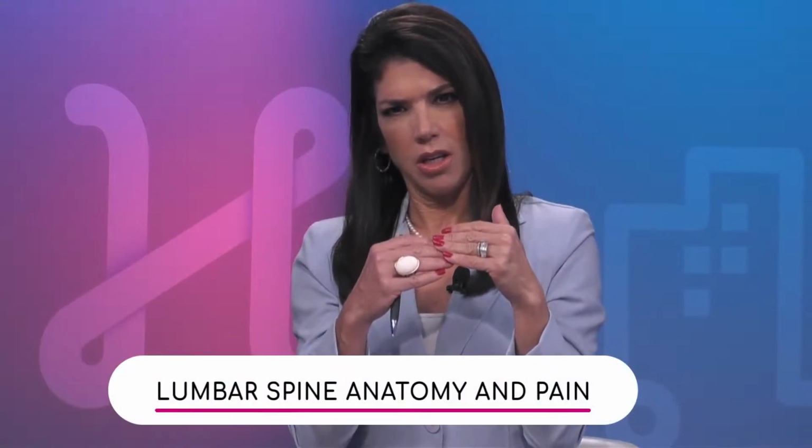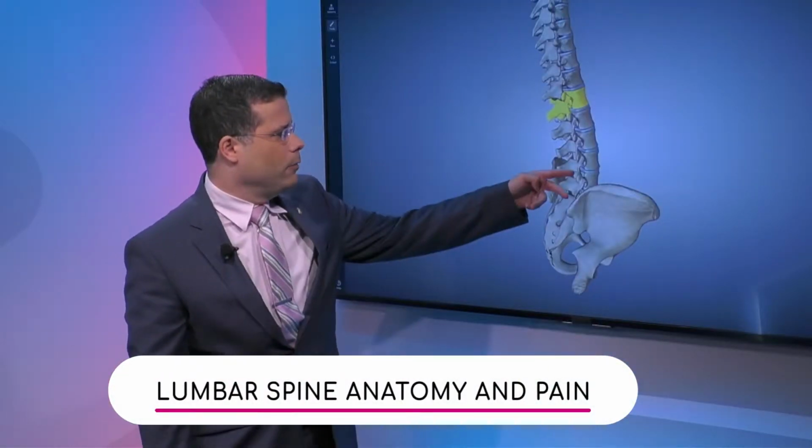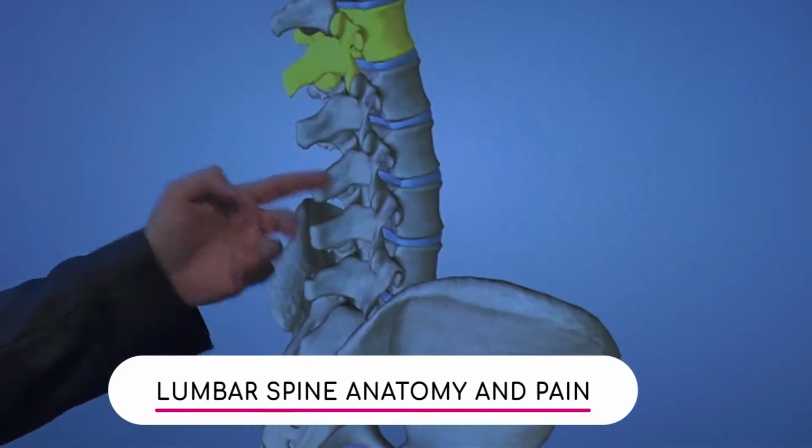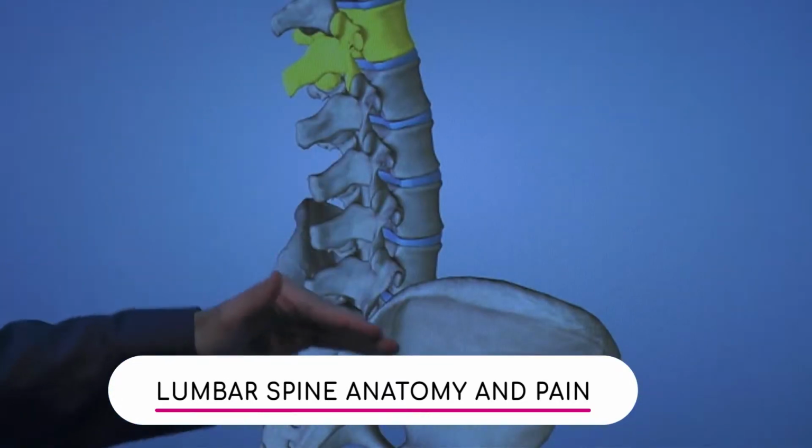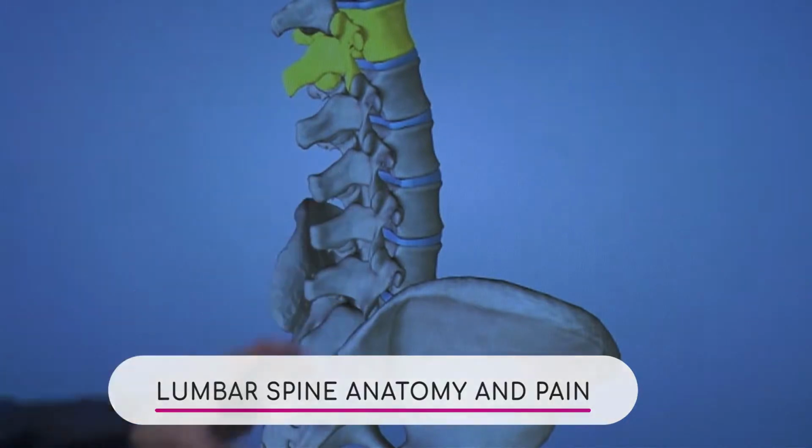What area of that spine is the most common that you see? Most commonly with pain? Most commonly affected will be the last two levels, either the L4-L5 or the L5-S1. So those are the ones that normally get affected the most.